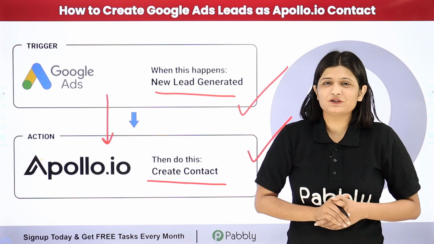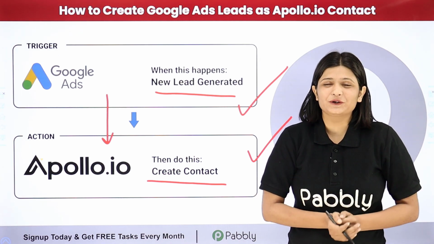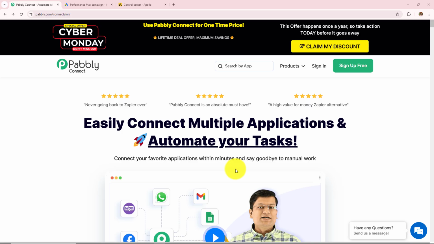If you want to learn this amazing automation step by step, then let me take you all to my screen. In this video, we are going to learn how to create Google Ads leads as Apollo.io contact. For this, we are going to create automation between Google Ads leads and Apollo.io with the help of Pabbly Connect.